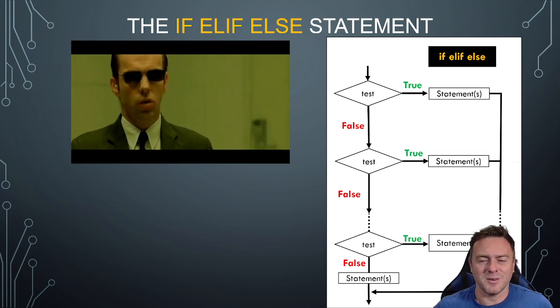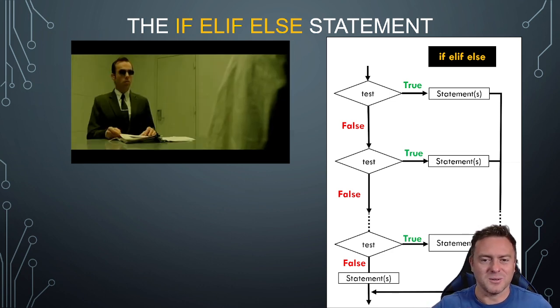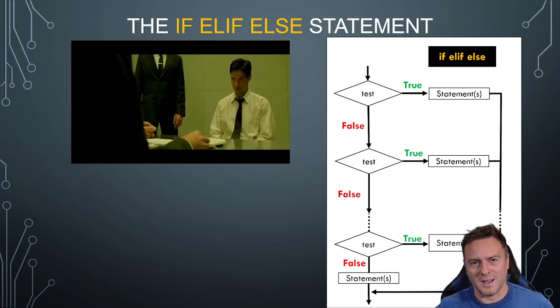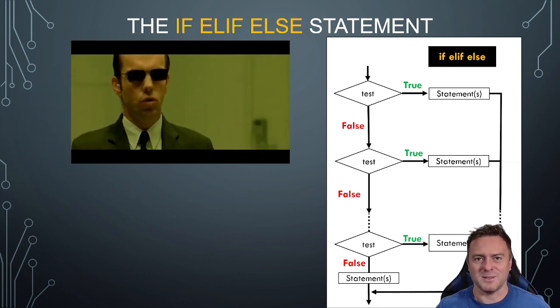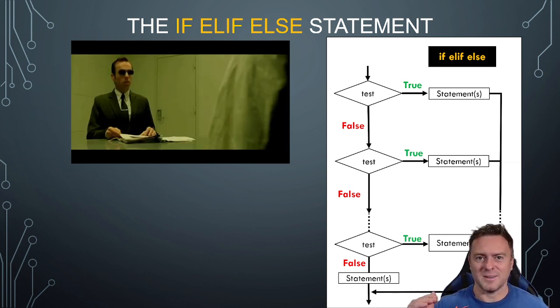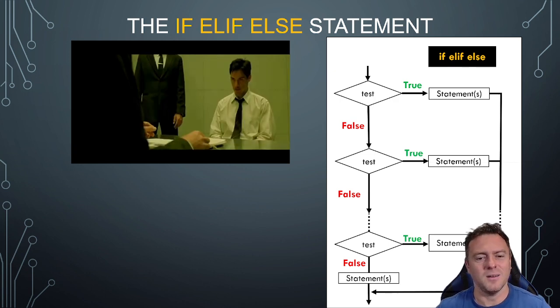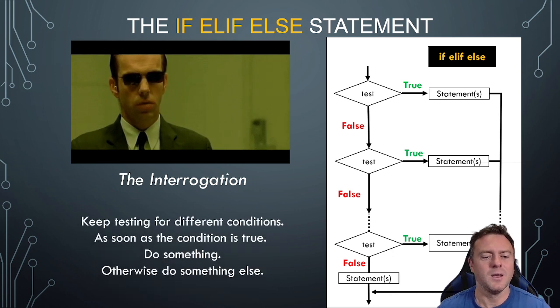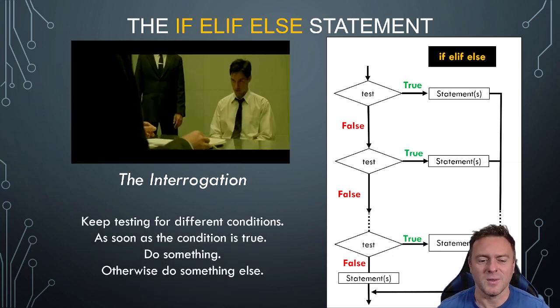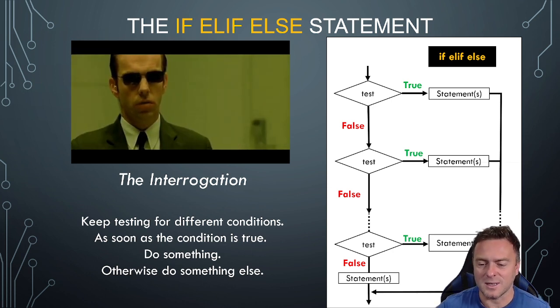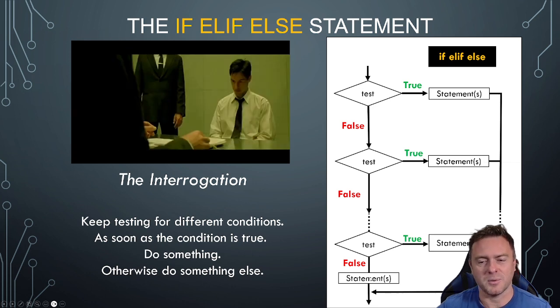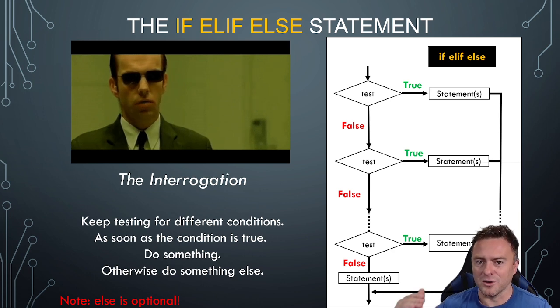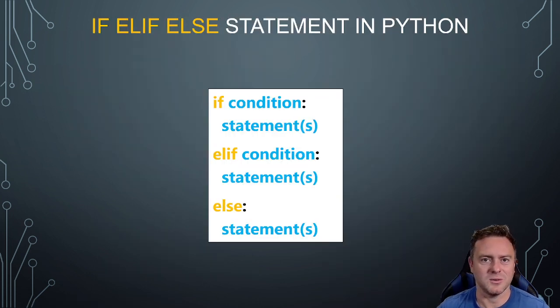The easiest way to think of it, I always think about it, is player controls in a game. If you press the W key, what happens? If I press the A key, what happens? If I press the S key, what happens? If I press the D key, what happens? Basically you'll have those conditions that check through. So this is like a little interrogation, and you keep testing the different conditions. As soon as the condition is true, you're going to do something. Otherwise, at the end, you've got that little statement to wrap it all up, or you might just skip off and do nothing at all. So it's like a filter. It goes through and checks all these different conditions until one is true.